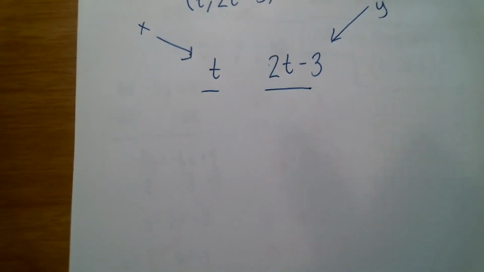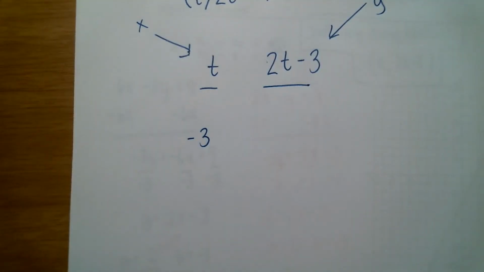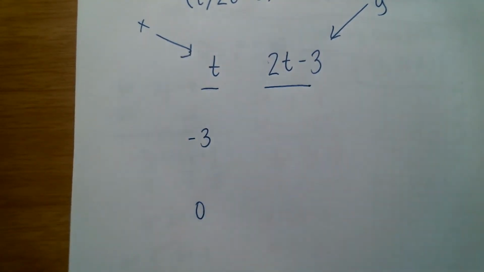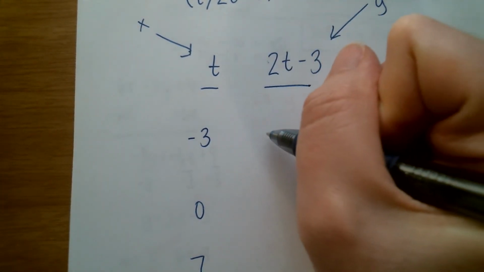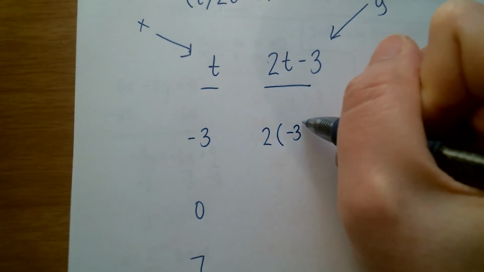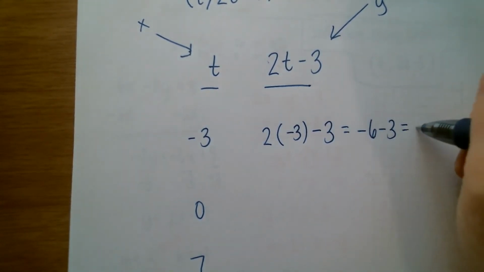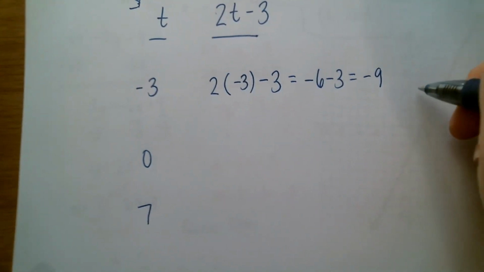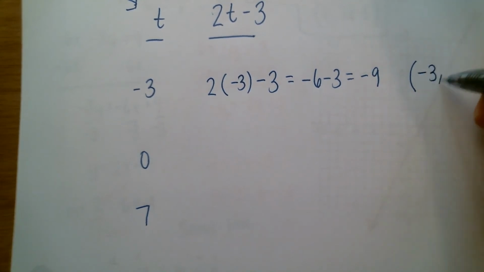All right, I'll pick 3 random numbers. I'll pick -3 for t. I'll pick 0 for t, and I don't know, 7, okay? Those are my t values. I'm going to plug each one into this little formula here. So I'm going to get 2 times -3 minus 3. That's going to give me -6 minus 3. That's -9.